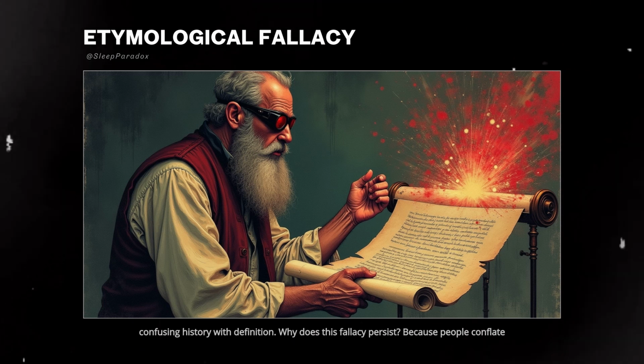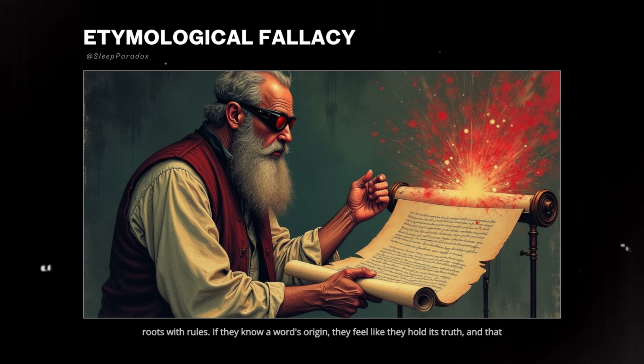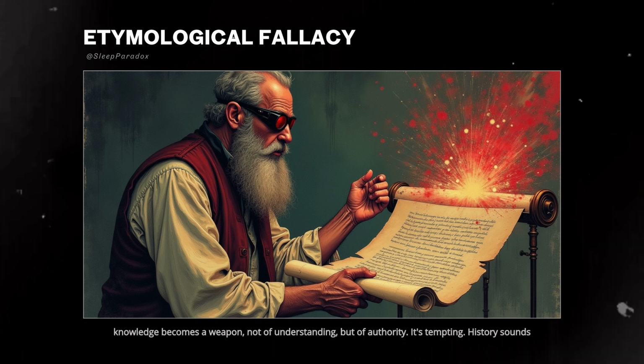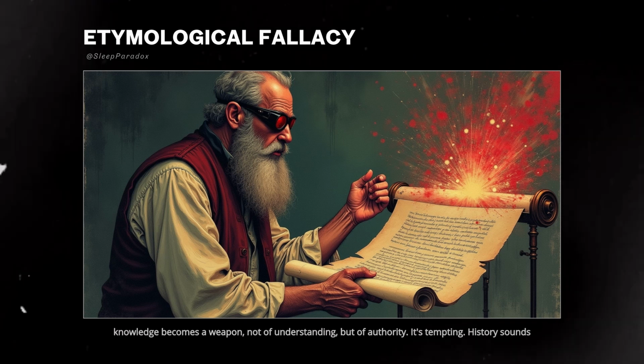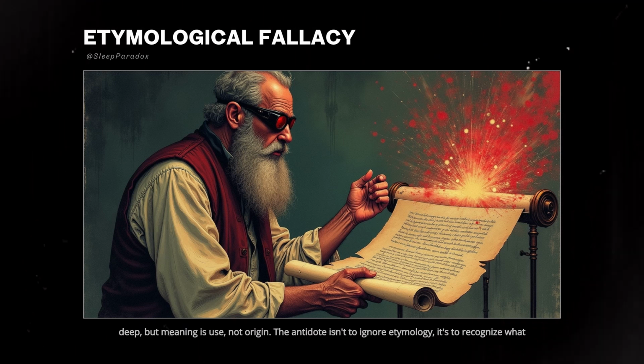Why does this fallacy persist? Because people conflate roots with rules. If they know a word's origin, they feel like they hold its truth. And that knowledge becomes a weapon, not of understanding, but of authority. It's tempting. History sounds deep, but meaning is use, not origin.